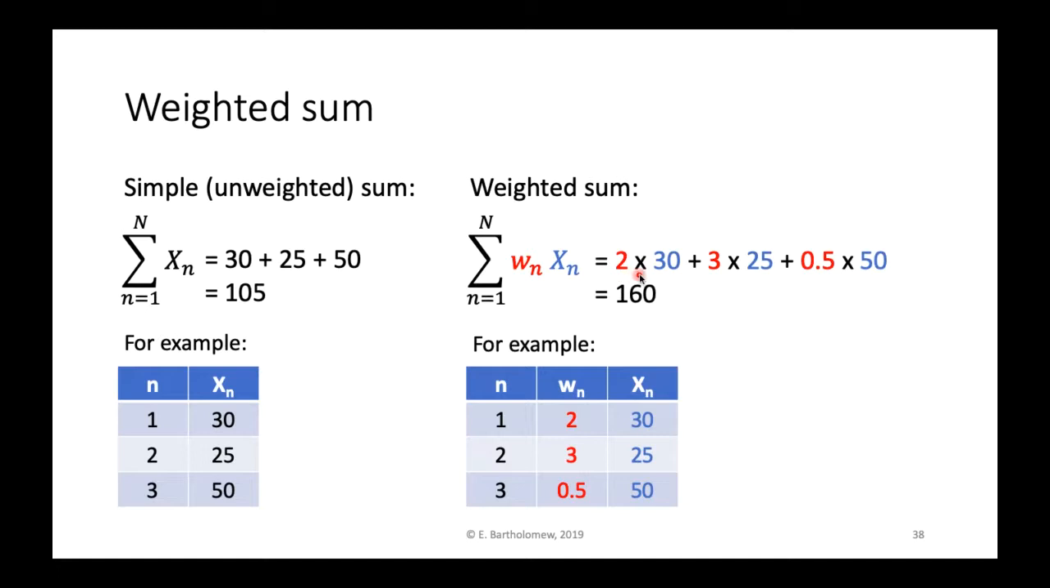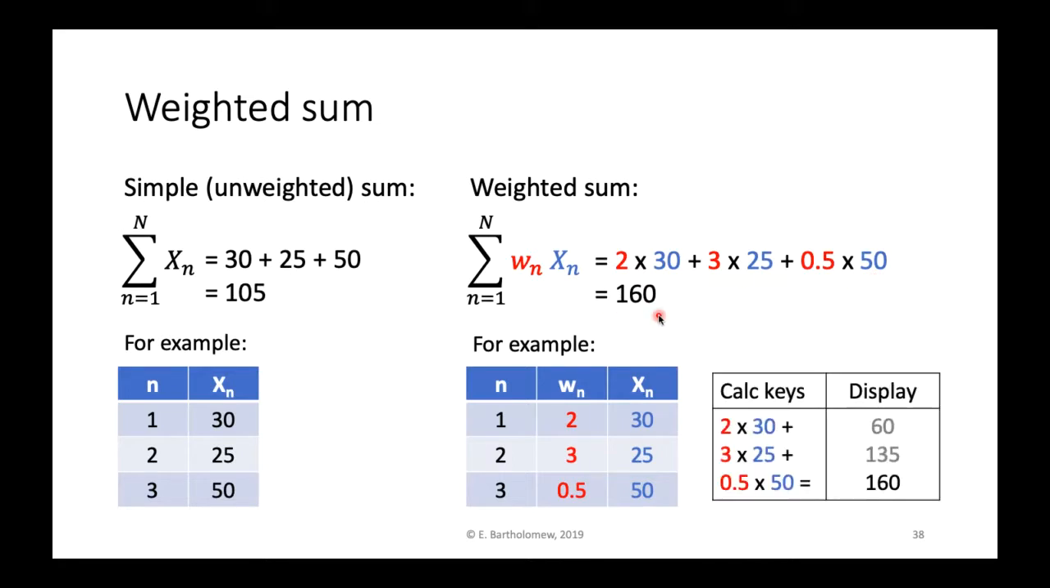To put this numerically, it's equal to 2 times 30 plus 3 times 25 plus 0.5 times 50, equals 160. And then we would do that on our calculator as follows, and you would get the same result.